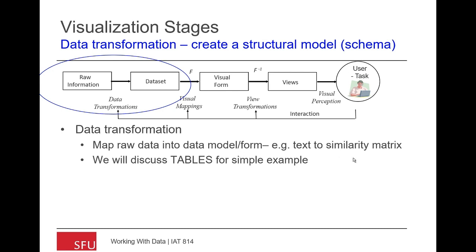So that's a strong example of mapping raw data to a data model or form that you can use. In the stuff we're going to talk about in the next slides, we'll discuss tables and simpler examples than this text thing. Later on in the term, we'll talk about text. Okay, so that's this first stage, basically outlined, transforming raw information through data transformations into a data set.